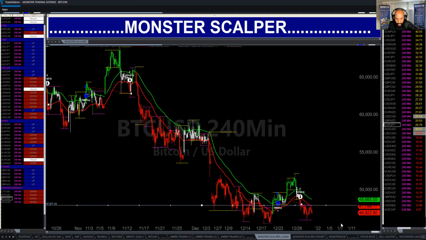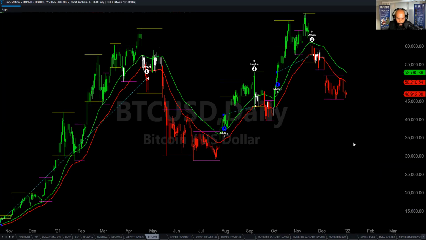The next support on the 240 is right here. But on the daily, it certainly does not look good. This is clearly in the markdown phase. And if it gets below this support here, that's the redistribution phase, so then we could go all the way back down to 40,000. And then we'll see what happens at 40,000. If it holds, okay, or if it's going to take another leg down to 30,000. But not looking good right now.